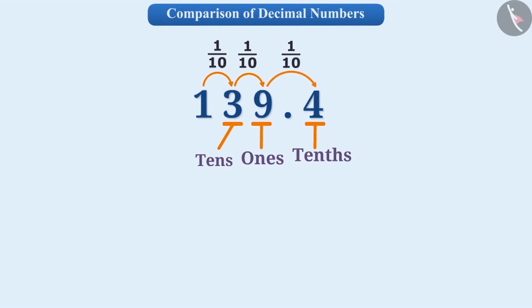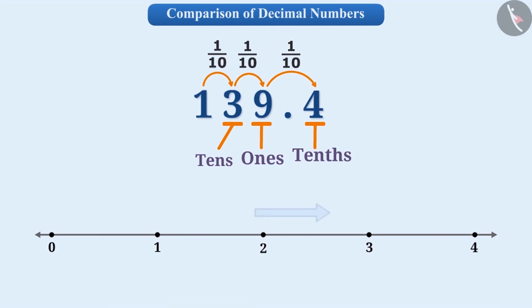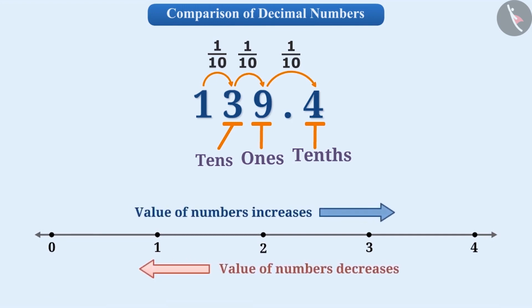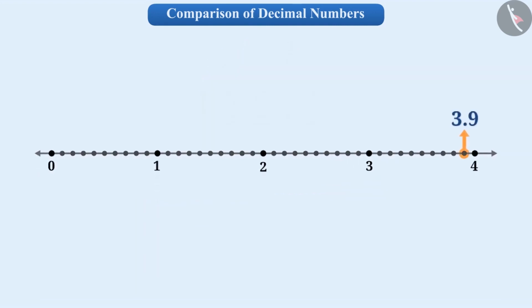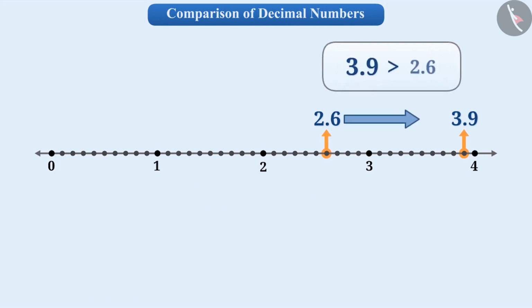You must be knowing that on the number line, the value of numbers increases towards the right and decreases towards the left. With this understanding, we can compare the decimal numbers. For example, 3.9 is towards the right side of 2.6. So 3.9 is greater than 2.6. Or else, we can also say that 2.6 is on the left side of 3.9. So 2.6 is lesser than 3.9.